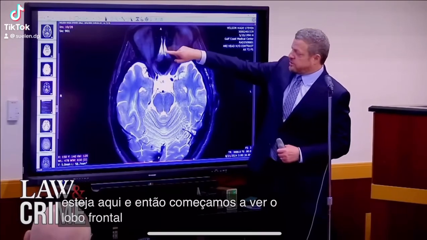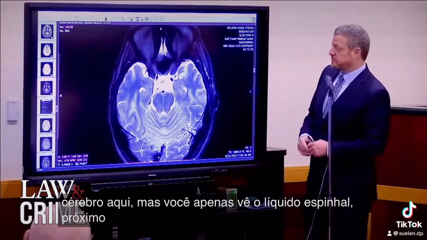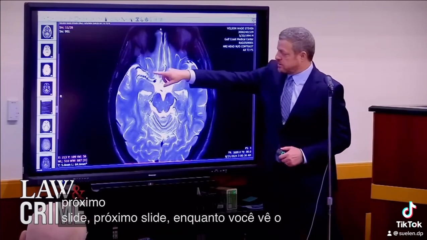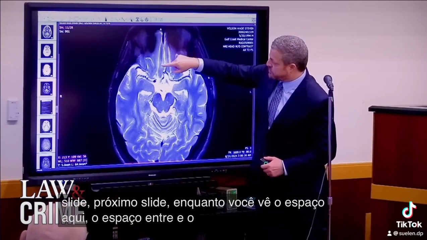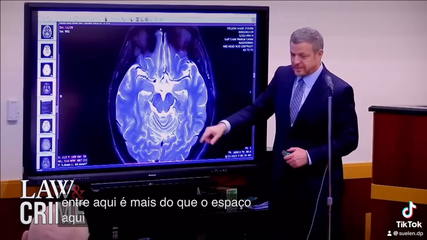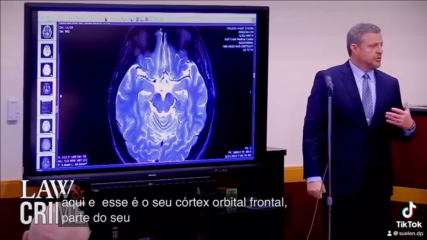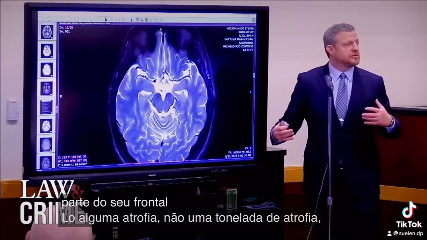And then we start seeing the anterior frontal lobe. You don't even see brain here yet. You just see spinal fluid. Next slide. Next slide. You see the space here, space in between, and the space between here is more than space over here. And that's your orbital frontal cortex, part of your frontal lobe. Some atrophy, not a ton of atrophy, some atrophy.